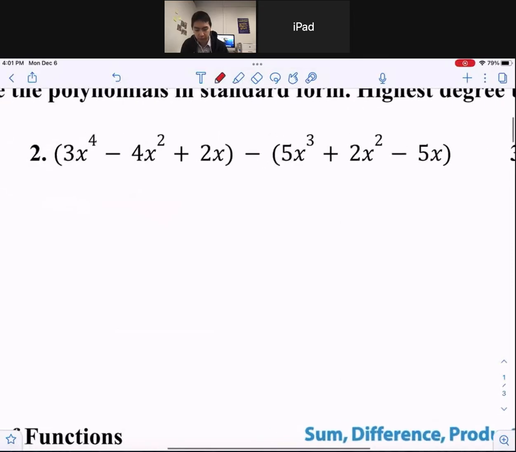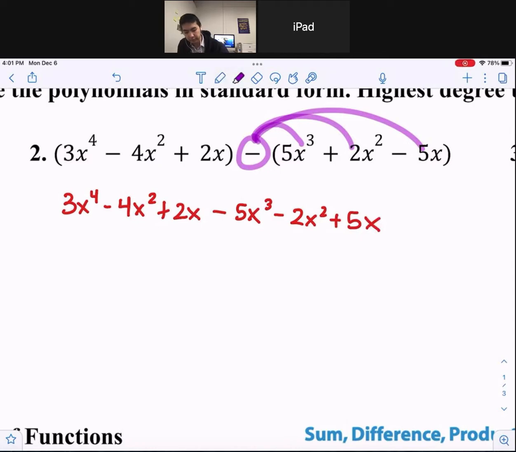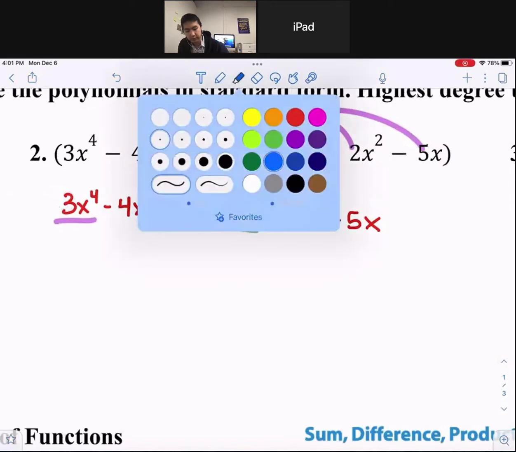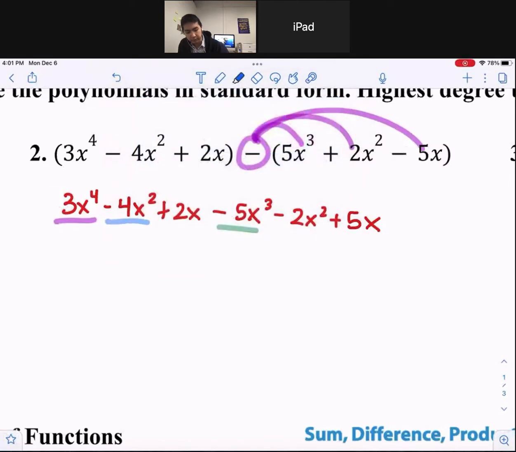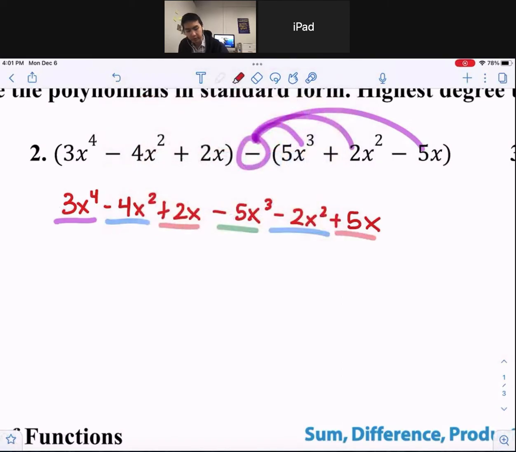For number 2, now there's a minus sign in between, which means you have to distribute that to the parentheses. So 3x to the fourth minus 4x to the second plus 2x minus 5x to the third minus 2x squared, or plus 5x. And then you combine like terms. X to the fourth is the highest degree, so it's by itself. Negative 5x to the third is by itself. But this negative 4x squared can combine with that negative 2x squared. And lastly, this 2x can combine with that 5x.